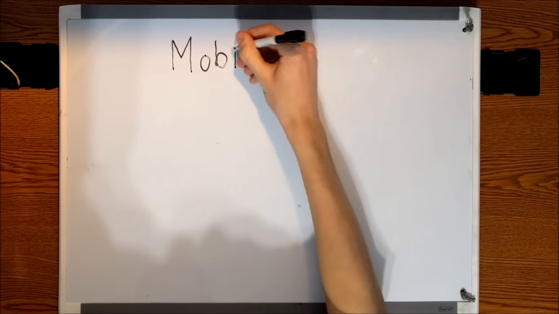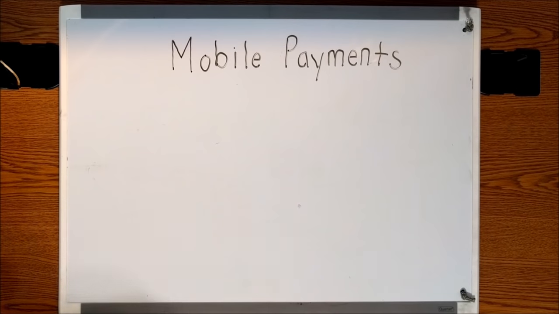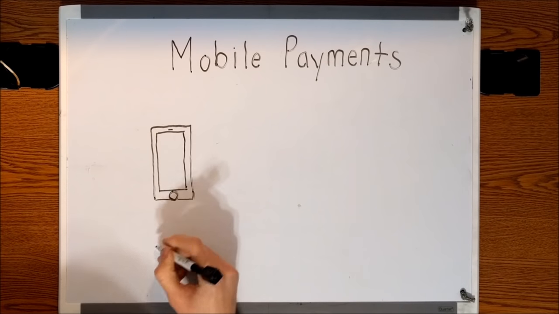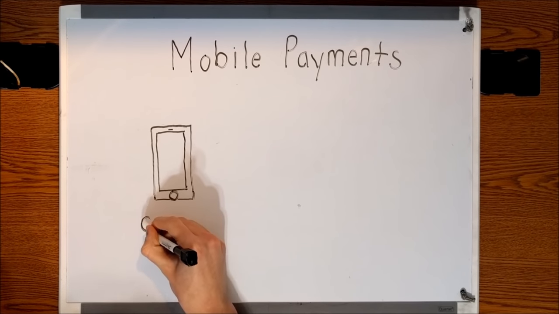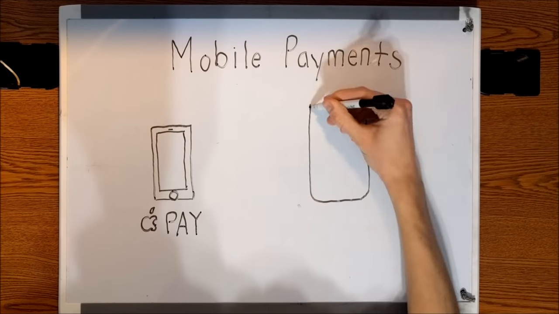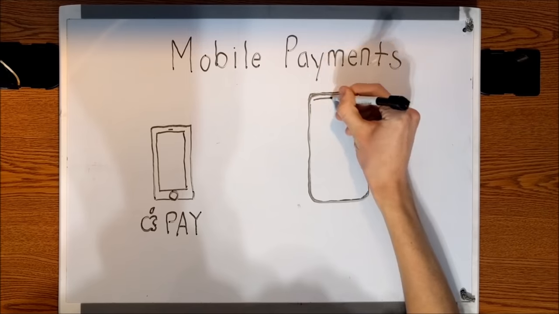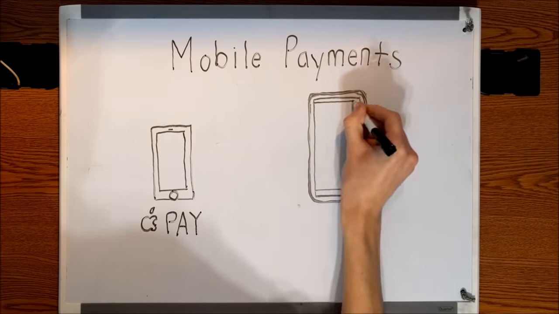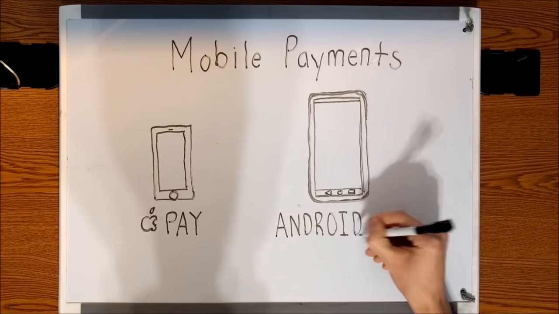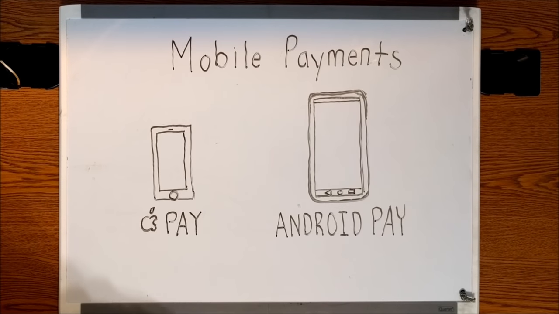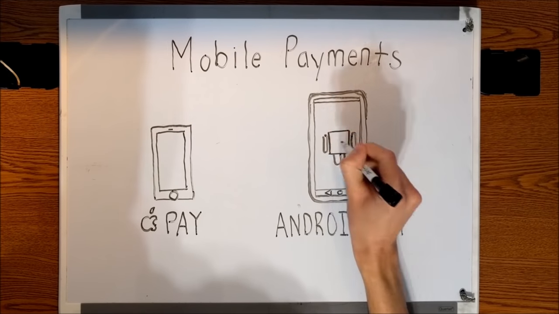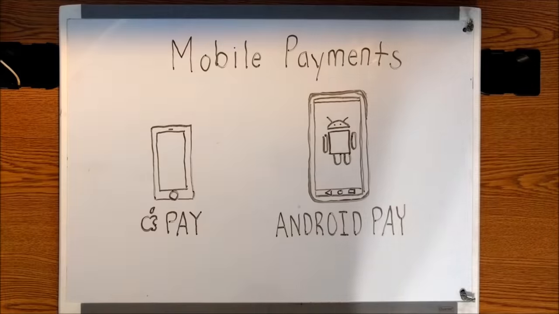Well, with the emergence of new mobile payment solutions, such as Apple's Apple Pay and Android's Android Pay, tokenization has never been easier. Tokenization is not by any means an easy system to implement, but these big players in the market have been able to come in, make agreements with the banks, and implement tokenization across the market and make it available to everyone.